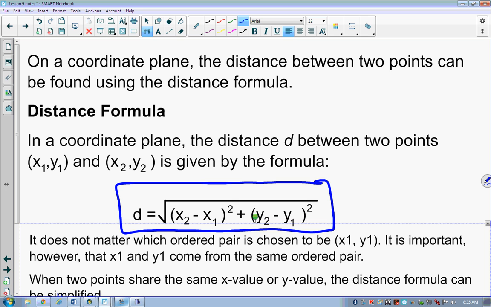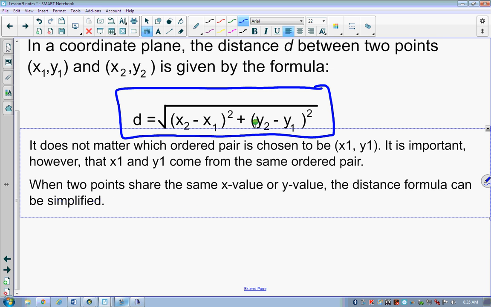How many of us are familiar at least somewhat with the distance formula? Okay, I see most, if not all, hands go up. Okay, that's fine. If you're not, we're going to be working with it anyway.